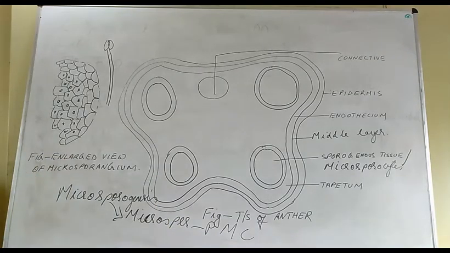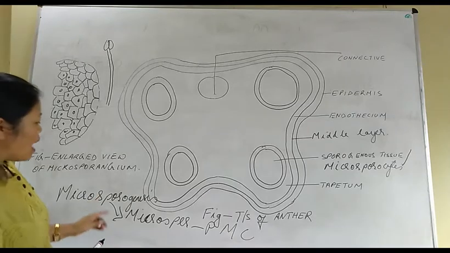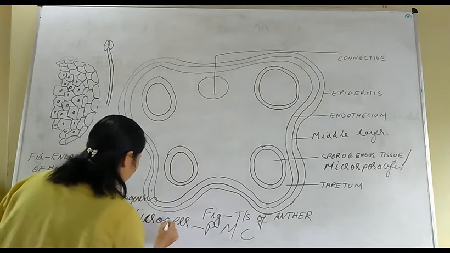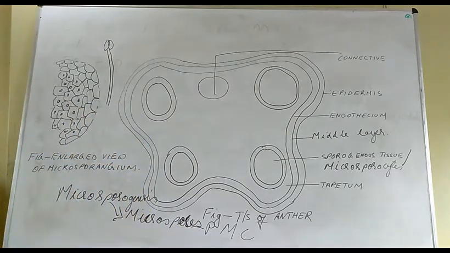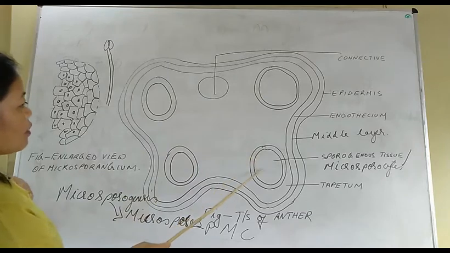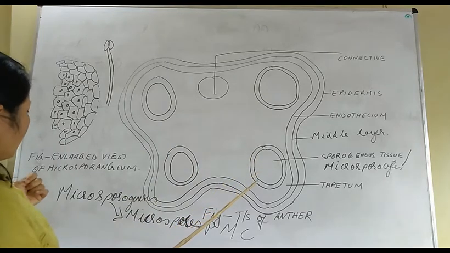What type of cell division? It is meiosis. So the process of formation of microspores from the pollen mother cell is called microsporogenesis. Now, what happened? As I said earlier, these are the microsporangium. Now, what happened?